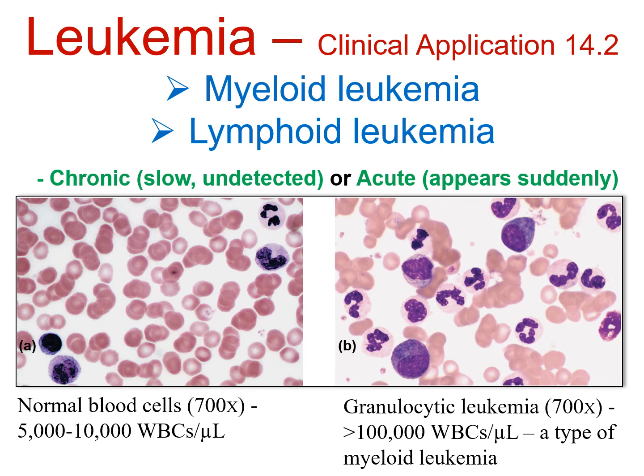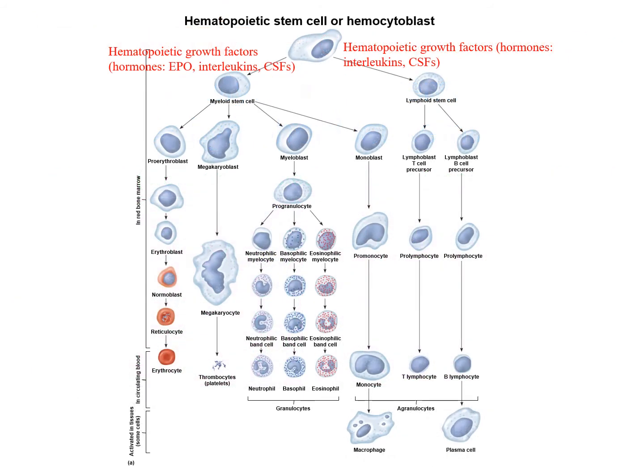So they'll talk about those two types of leukemia in that clinical application box, and they'll also describe the difference between what is referred to as chronic versus acute. So I'm not going to spend any more time talking about that, but do check out that clinical application. Okay, there's that flowchart that I was referring to a few moments ago.